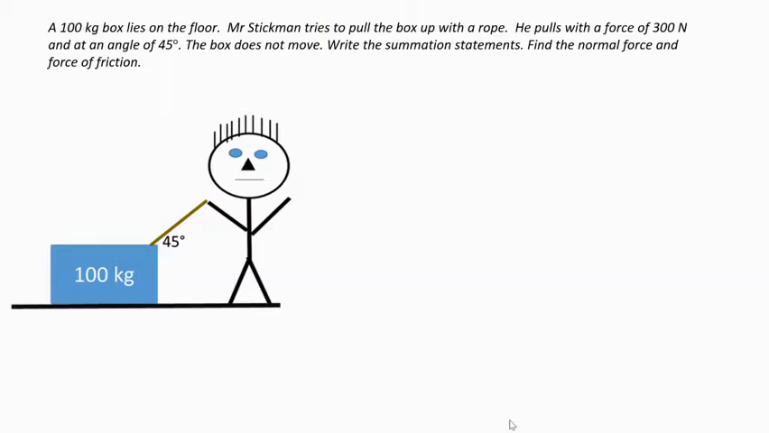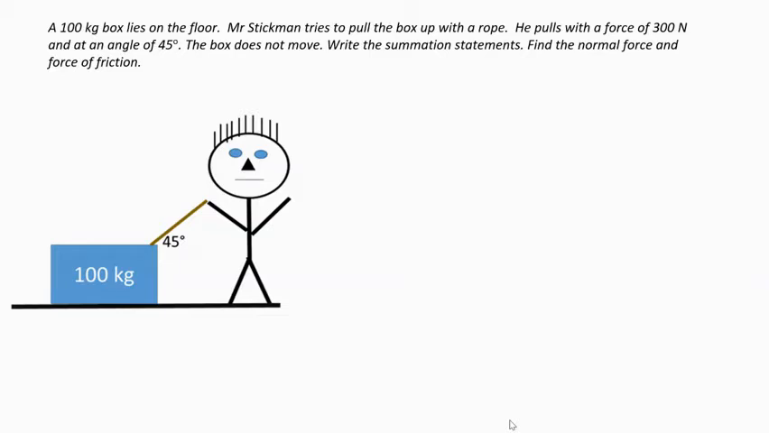Okay, so a 100 kilogram box lies on the floor. Mr. Stickman tries to pull the box up with a rope. He pulls with a force of 300 newtons and at an angle of 45 degrees. The box does not move. Write a summation statement and find the normal force and force of friction.